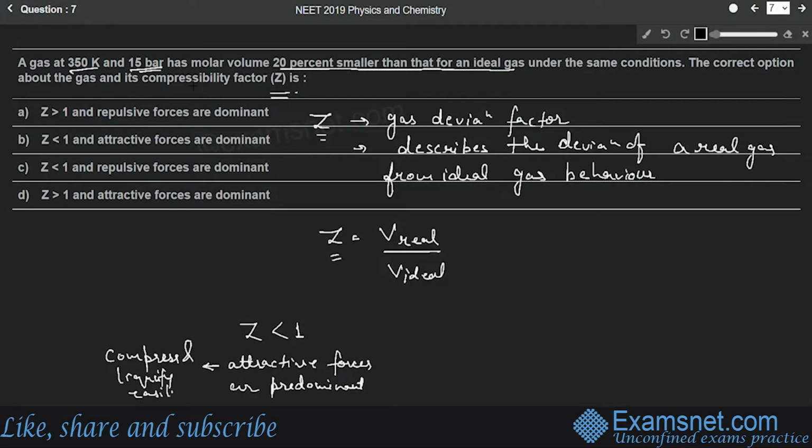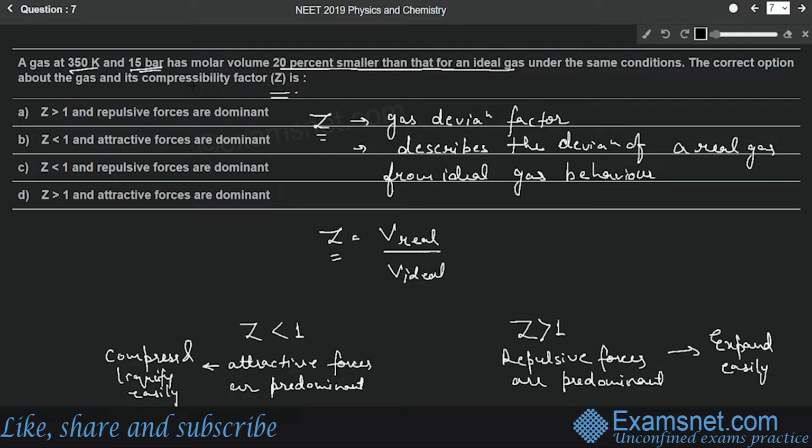On the other hand, if this value is more than 1, it means that the repulsive forces will be predominant, and in this case the gas will expand easily. It will not compress.